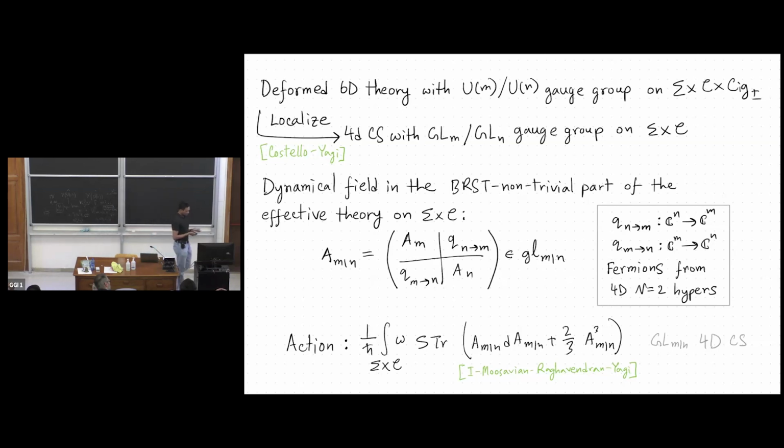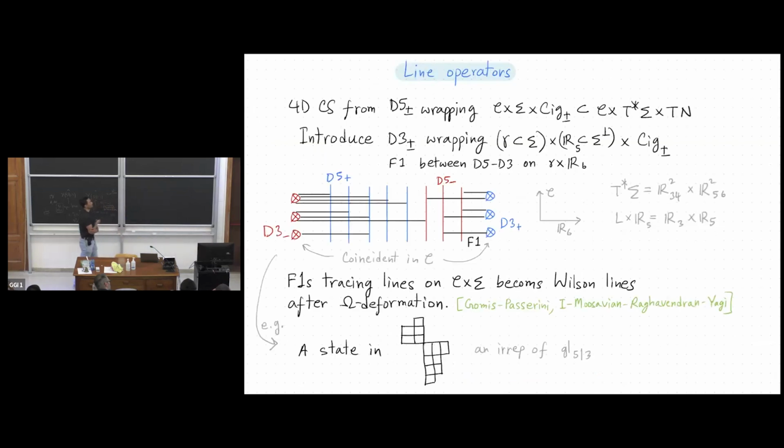Now, in order to compute R matrices, for example, we need line operators or crossing line operators. And these line operators are created by introducing more branes. So I understand that at this point, perhaps it's not super intuitive to follow the picture, I mean, follow this kind of notation. But hopefully the pictures will make some kind of cartoon sense.